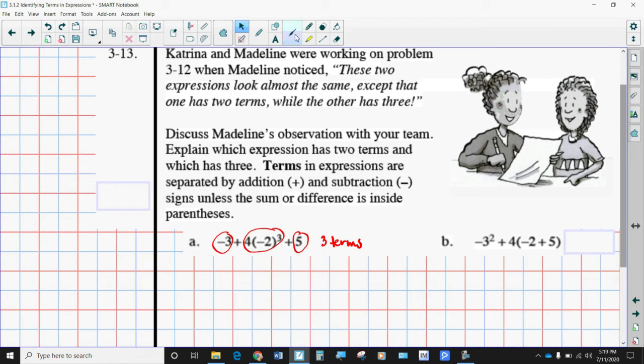This is the one that has 2 terms. Here is our 1 term that's technically -1 times 3 times 3. And then this is a complicated mess that involves parentheses and multiplication. So this entire process right there is one big term, where the sum of what's in the parentheses is being multiplied times the 4. So that all gets included as a single term. So this expression has 2 terms.